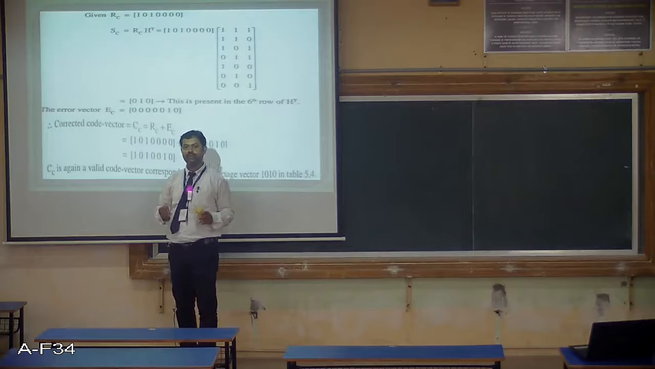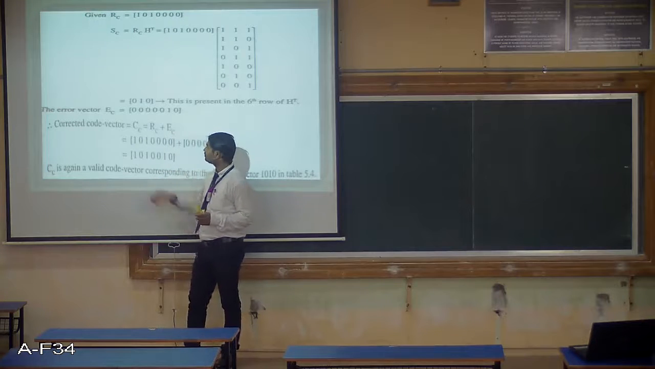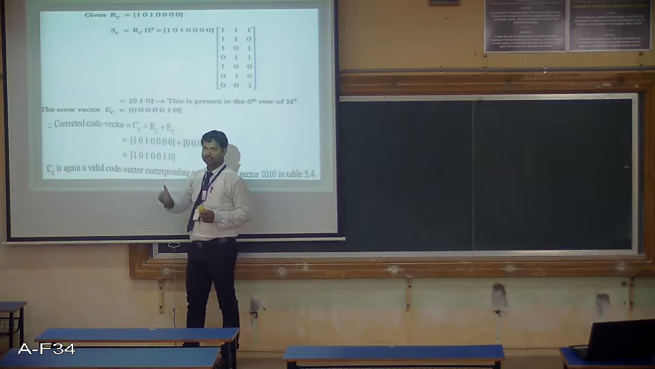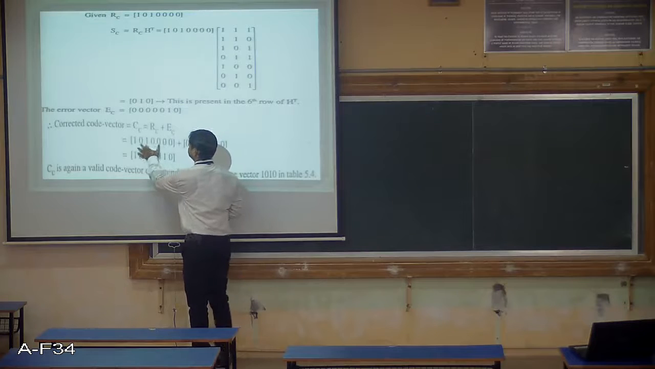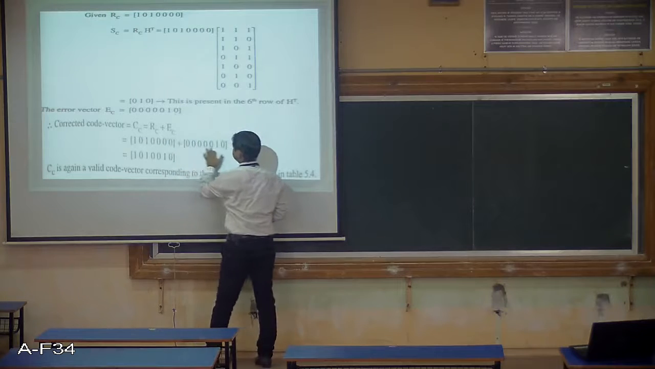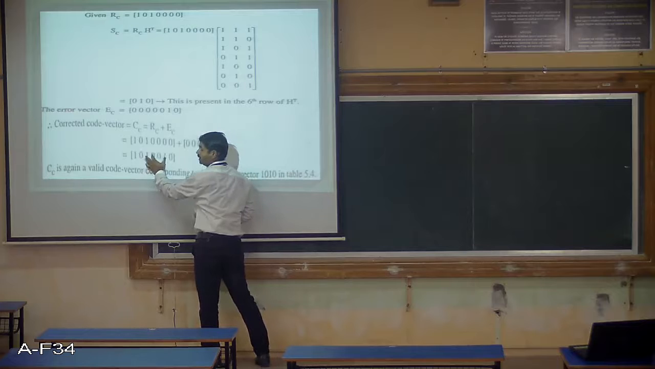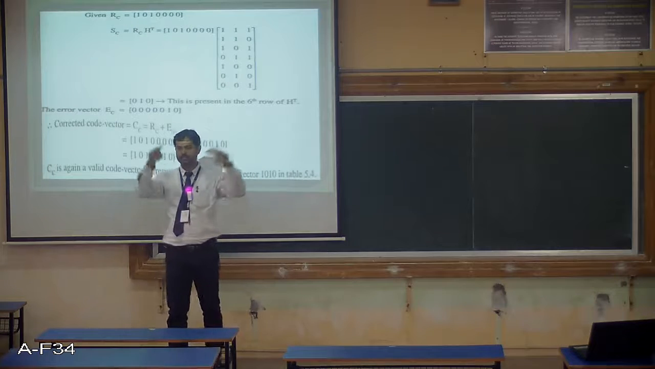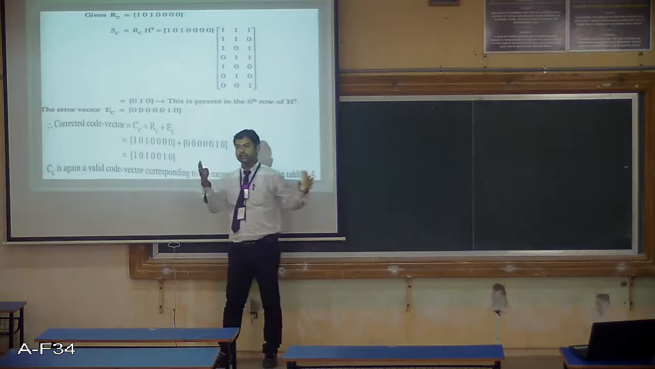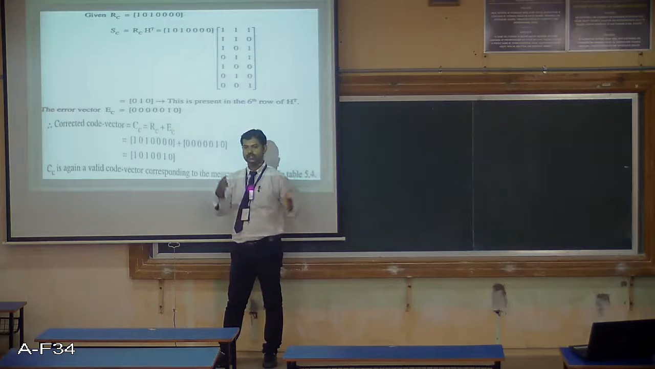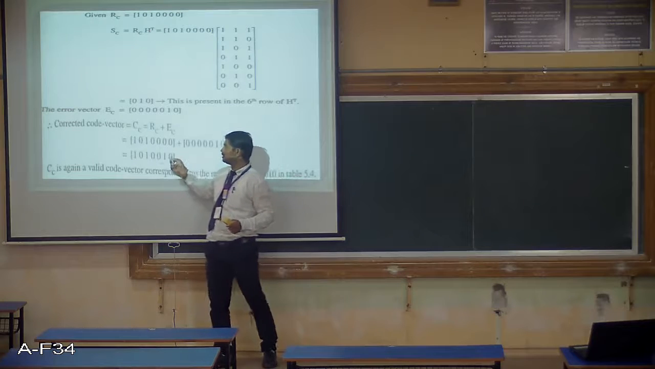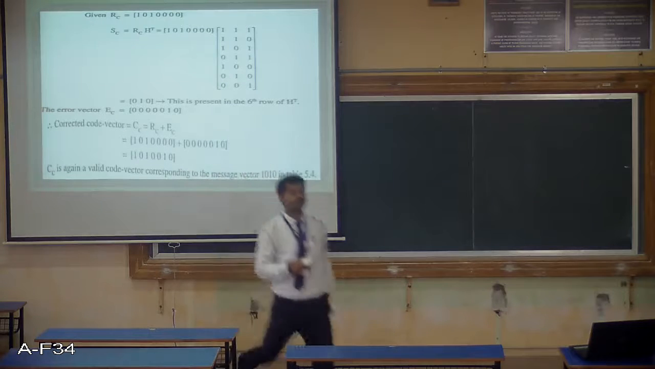The syndrome will give you the error vector E. If you know E, R is readily available. If you perform the mod 2 addition, I can correct. So this is the received vector plus the error vector. This is valid. Now we can check that this particular combination of ones and zeros is present in the listed code vectors, one among those 16. So this is how the correction takes place.